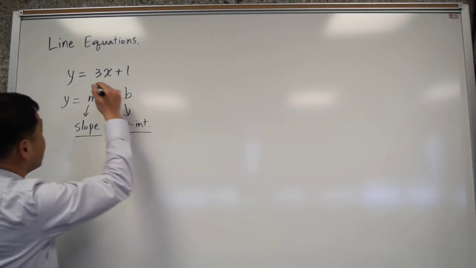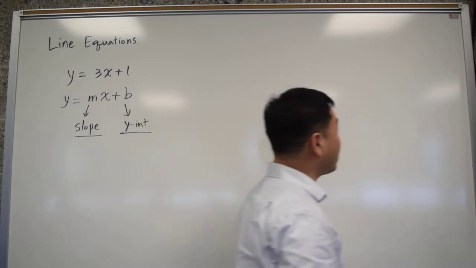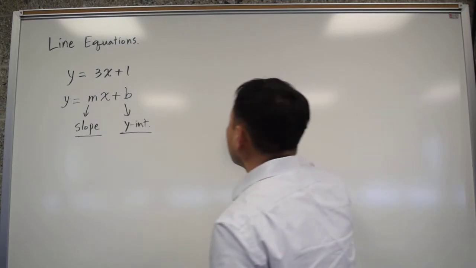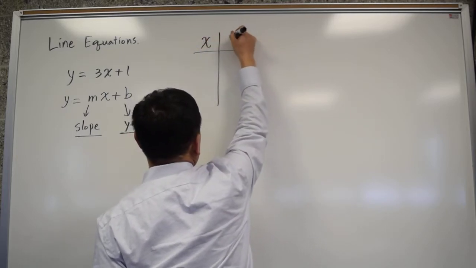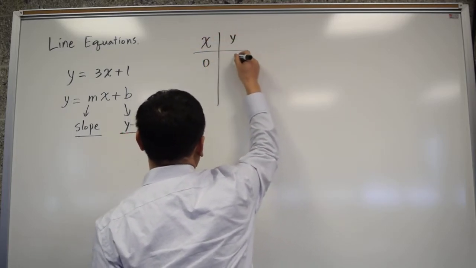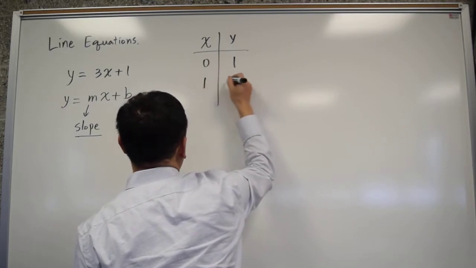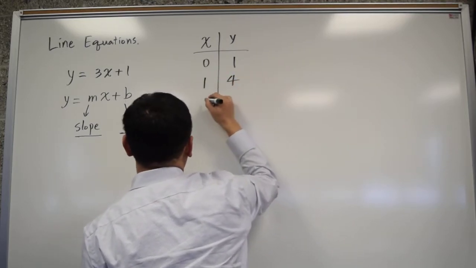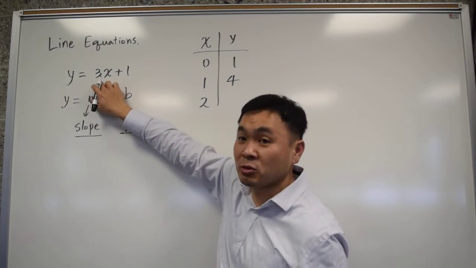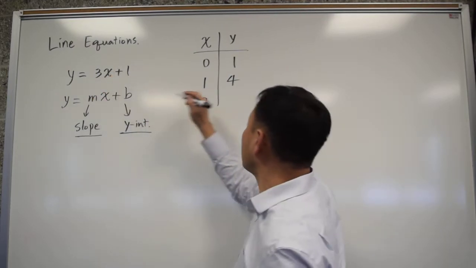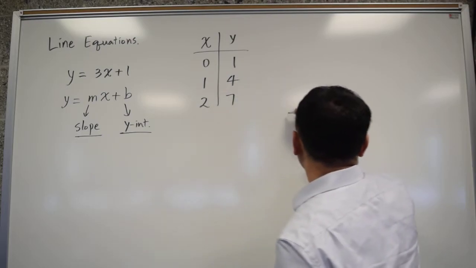So let's try y equals 3x plus 1. Of course, the easiest way to draw a graph would be to make a table, x and y, and then you plug in 0, you get 1. You plug in 1, you get 4. And you plug in 2, you get, what's that? If you plug in 2, 2 times 3 plus 1 is? 7. Okay. So you have these points.